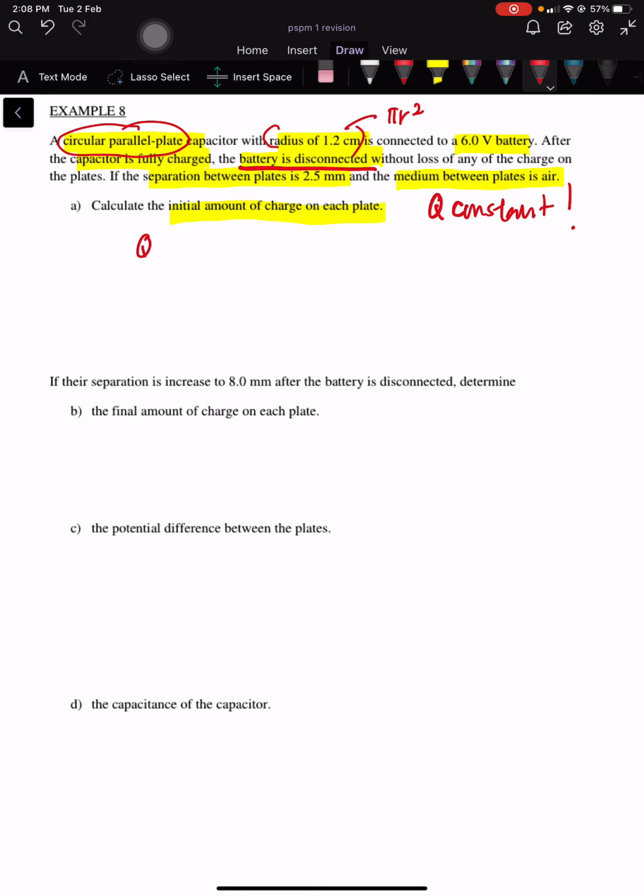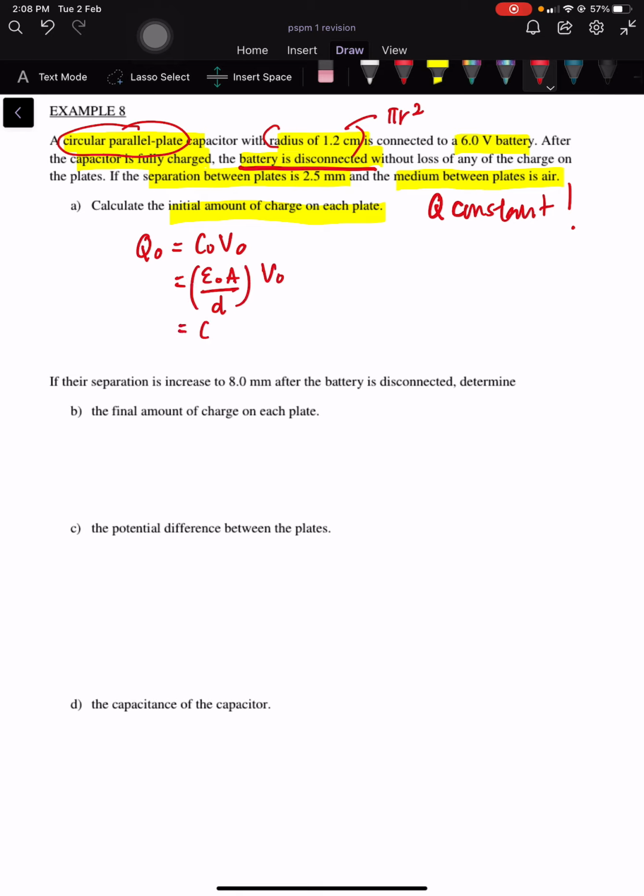So Q naught is equal to C naught V naught. Kenapa saya buat macam ni? Sebab saya nak kira Q naught supaya you tak confuse dengan Q yang mana-mana. Okay, Q naught mean yang asal. Okay, so C naught kita boleh kembangkan jadi epsilon naught A over d. Okay, so darab dengan V naught lah.